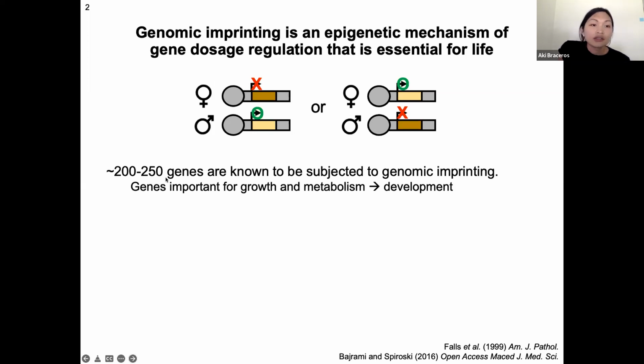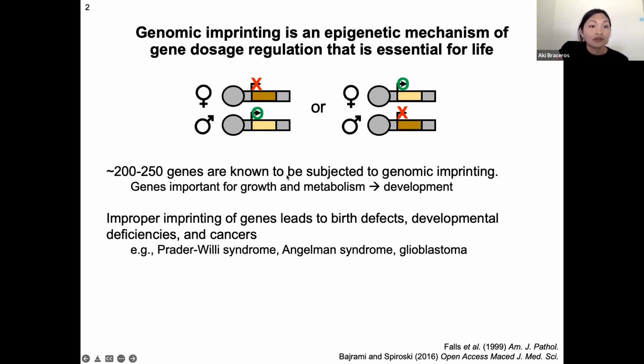As of recently, there are approximately 200 to 250, depending on the study, genes that are known to be subject to genomic imprinting. These genes are known to be important for things like growth and metabolism, which in turn play key roles for many aspects of development. As you can imagine, when improper imprinting occurs for these genes, this often causes detrimental outcomes such as birth defects, developmental deficiencies, and even cancers. I've listed here some of the major human diseases that are caused by improper imprinting.